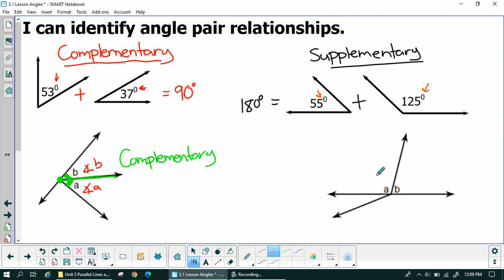Here I have a pair of angles, angle A and angle B, and those angles are adjacent. Again, they share a vertex right there, and they share this side. And when we put them together, they make this straight line. So the other side of angle A and the other side of angle B are kind of back to back. They make this straight line. And straight lines are always 180 degrees. And so these two angles are supplementary.